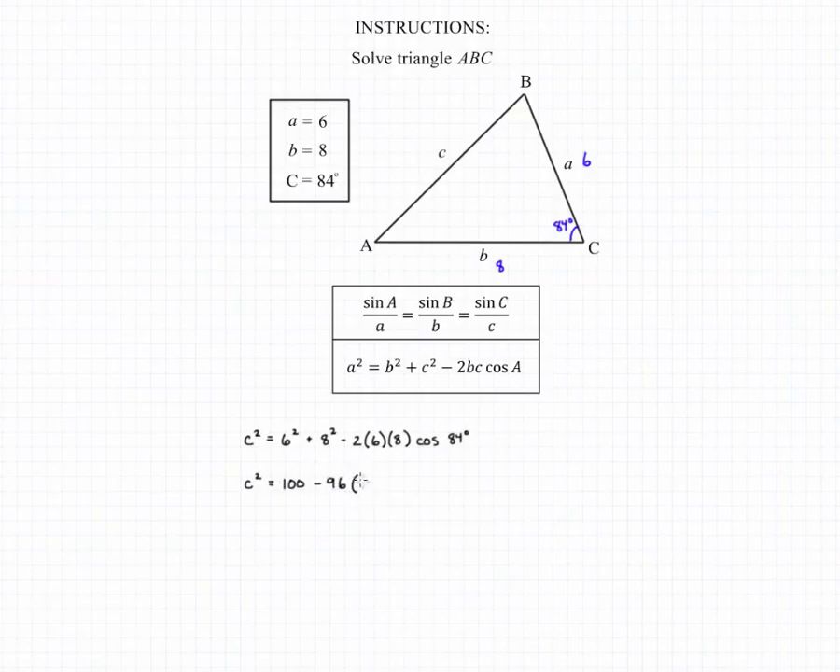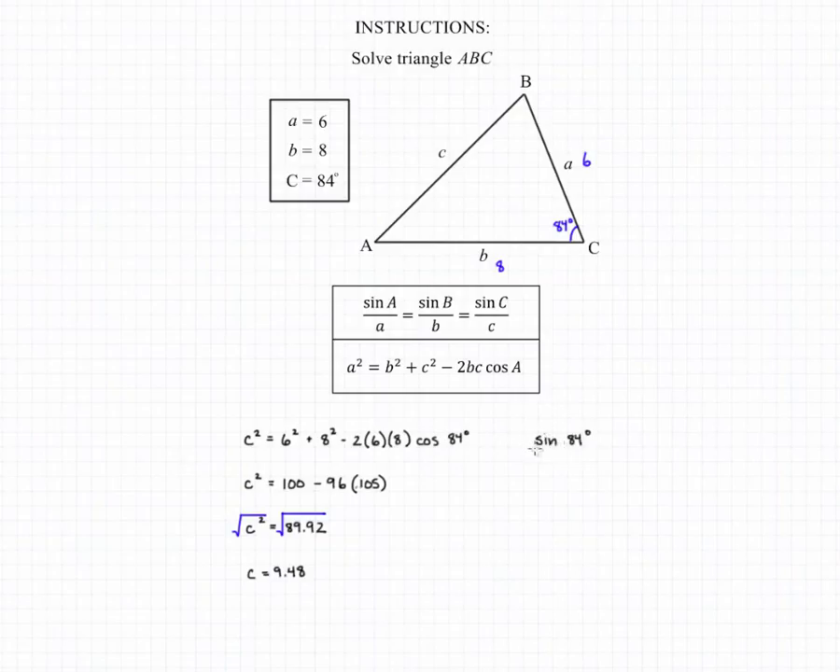So c squared is going to equal 100 minus 96 times 0.105, or c squared is going to equal about 89.92. We can take the square root of both of those sides, and if we assume that we want the positive root, we can get that c is equal to 9.48 units in measure.